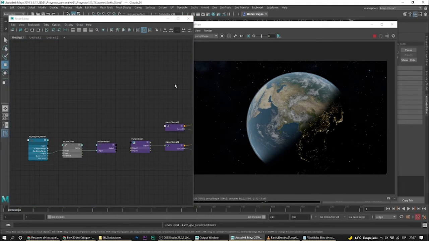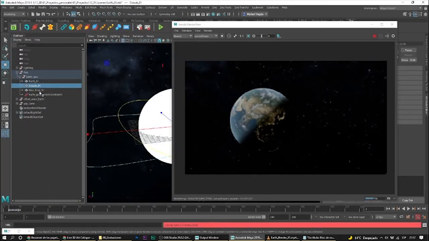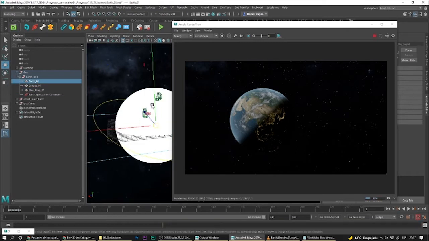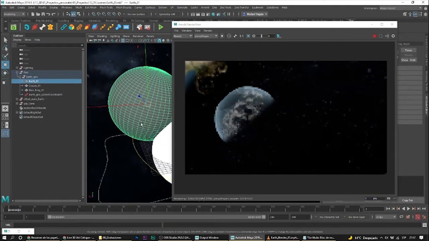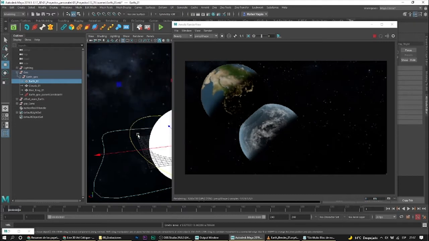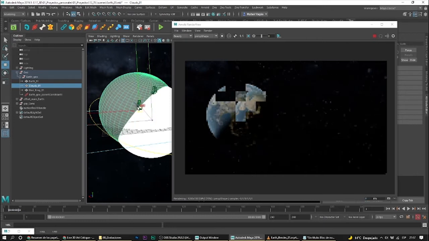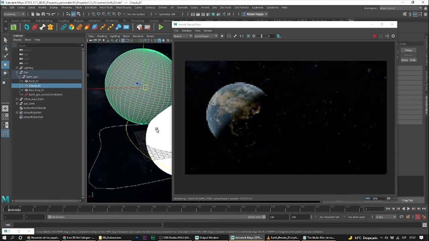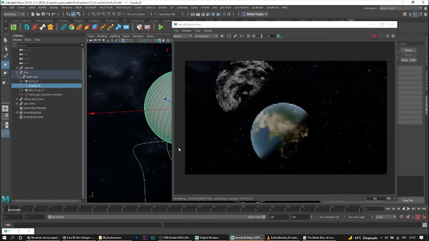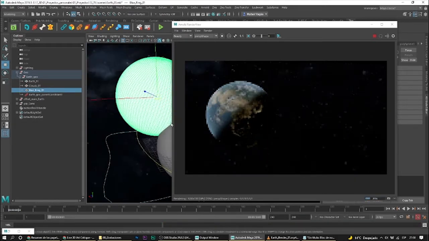All right, so here we can see we have three objects. We have the Earth. Here is the Earth. I'm going to separate it like this, so you can check them individually. These are the clouds. And this is the blue ring.